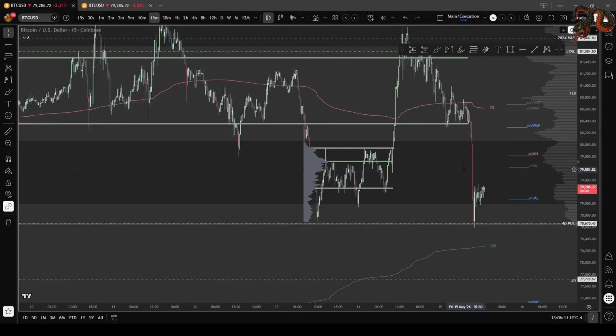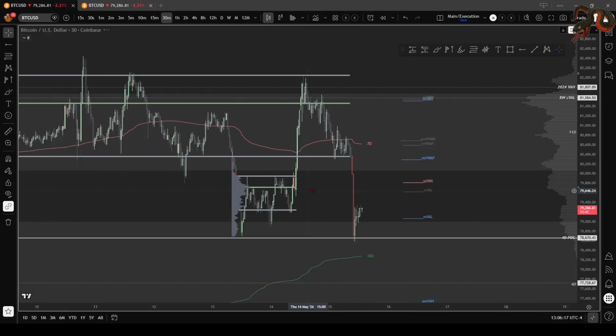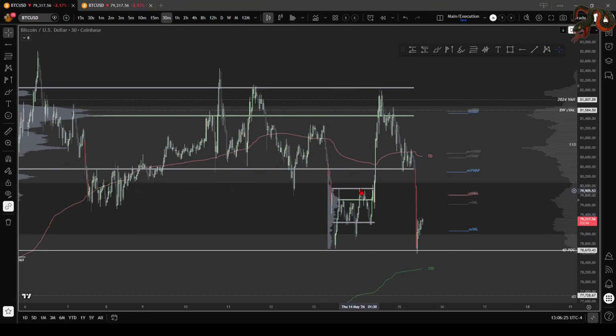We started to form kind of a local range here. So following that move, we formed this local range. So again, it's just rotational, built up value here for, I don't know, half a day or so, whatever that happened to be. And then price breaks from that local balance.